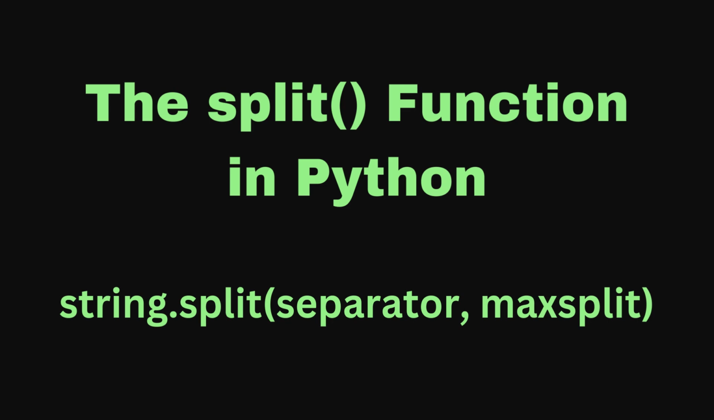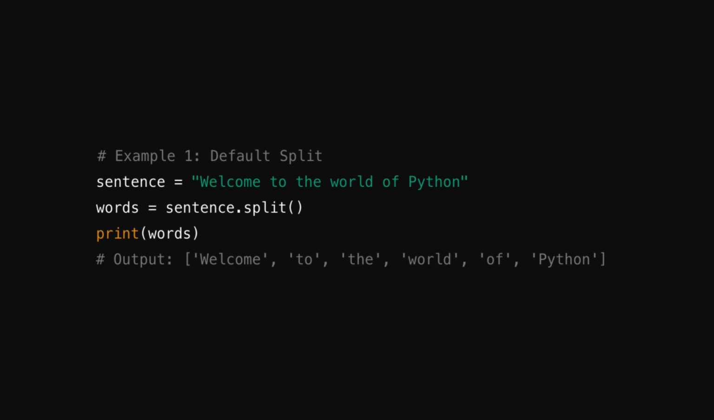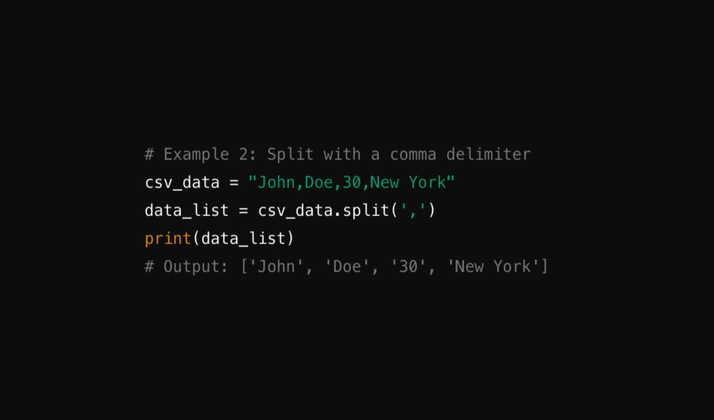So let's see this in action with some examples. So here is our first example. Suppose we have the sentence, "Welcome to the world of Python." We can take sentence and apply the split function. And when we run this code, it's going to split the sentence into individual words and store them in a list. And this is because we didn't specify a delimiter, so it's split on the white space, or the spaces, by default. So that's pretty cool, right?